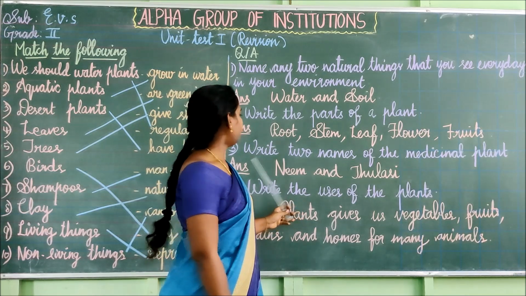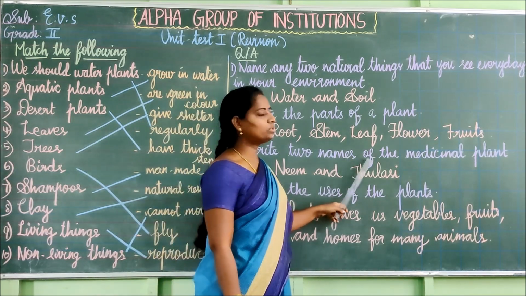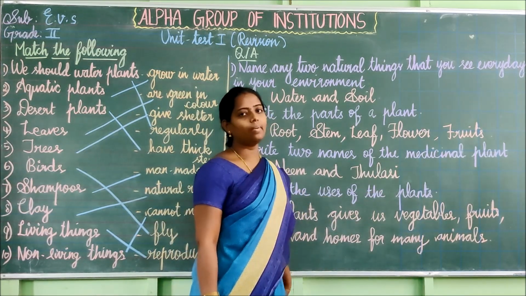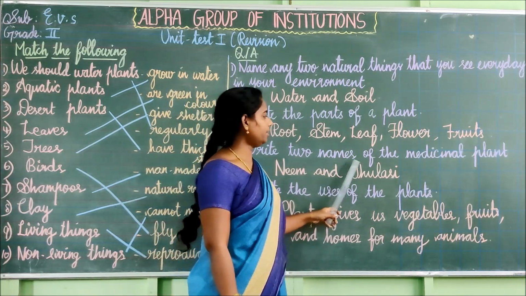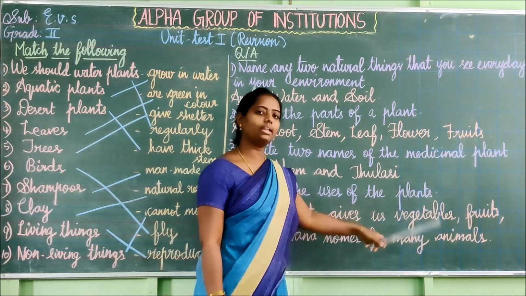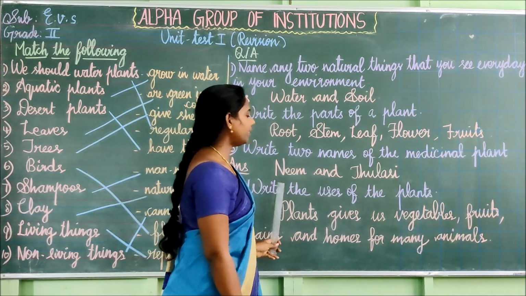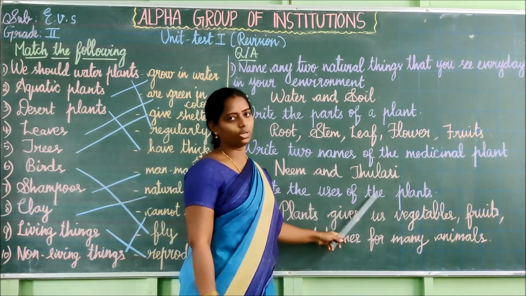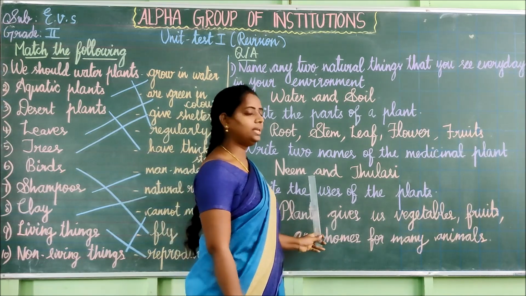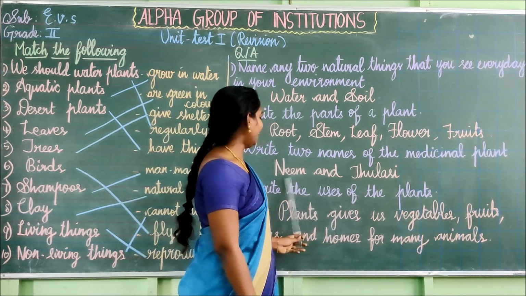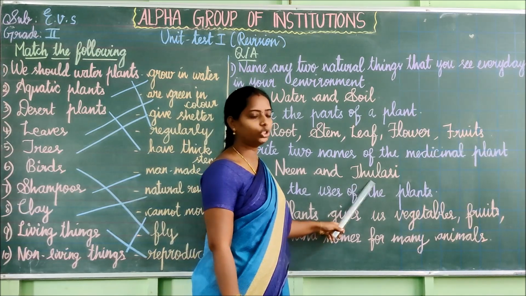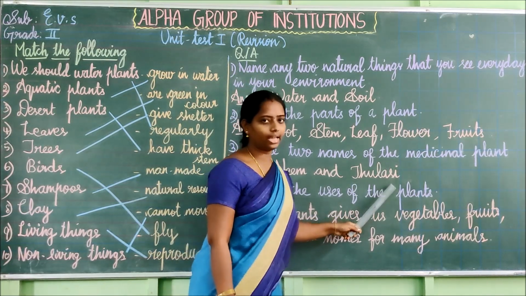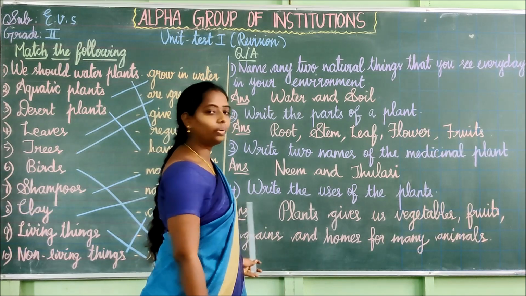Third one, write 2 names of the medicinal plant. Answer: Neem and Tulasi. Neem, N-E-E-M, neem. And, A-N-D. And Tulasi, T-H-U-L-A-S-I, Tulasi. Next. Fourth one.